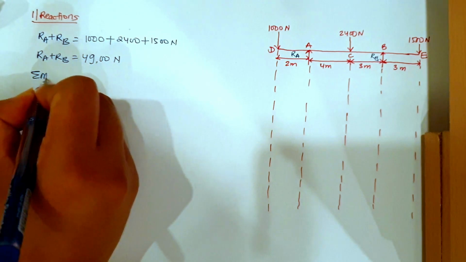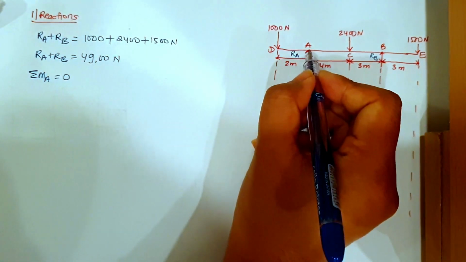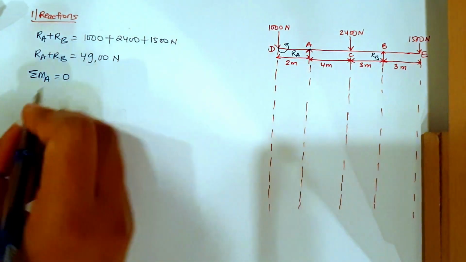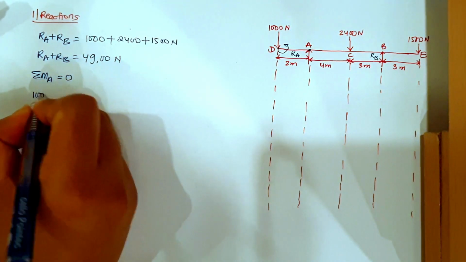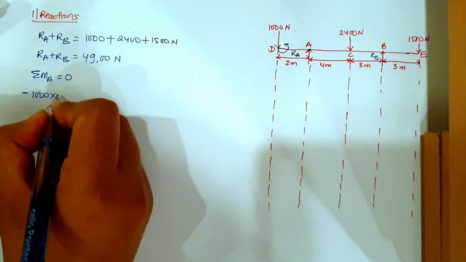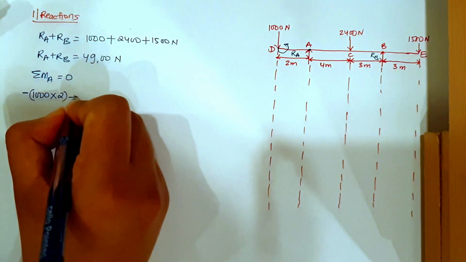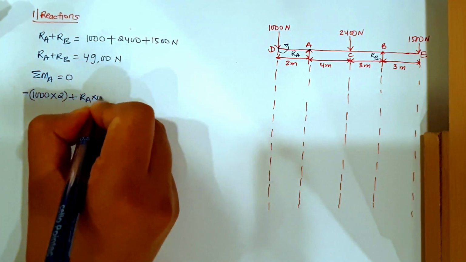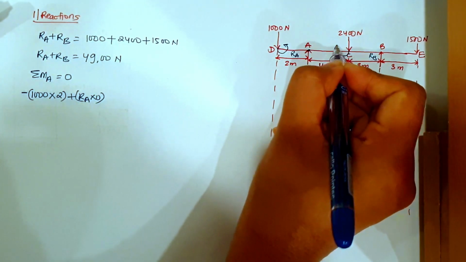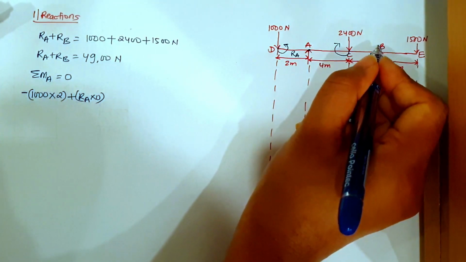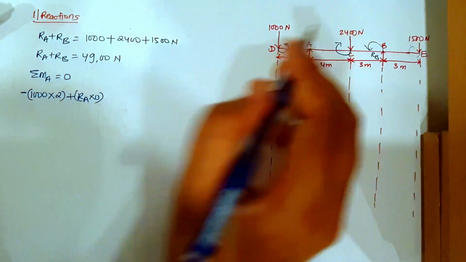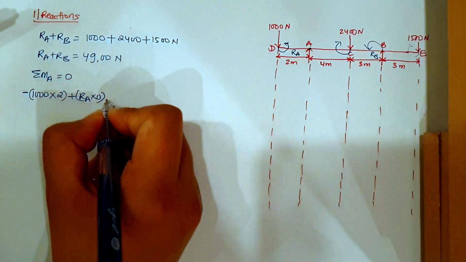So summation of moment about A will be equal to 0. I'm taking it at this point, so this force will go in an anti-clockwise direction. So I have first of all minus 1000 into its distance is 2 meter. Then RA into 0 since starting point is here. Next I have 2400 Newton load going in this direction, RB in this direction, and 1500 Newton load going in clockwise direction.